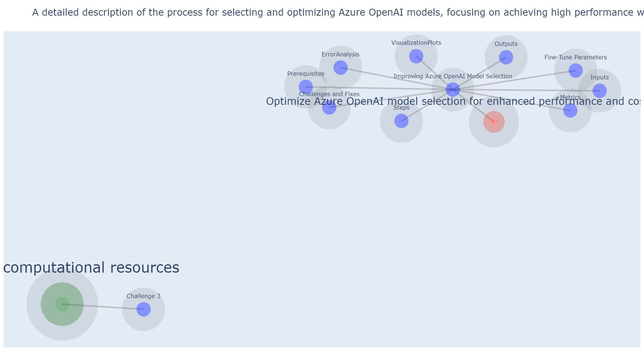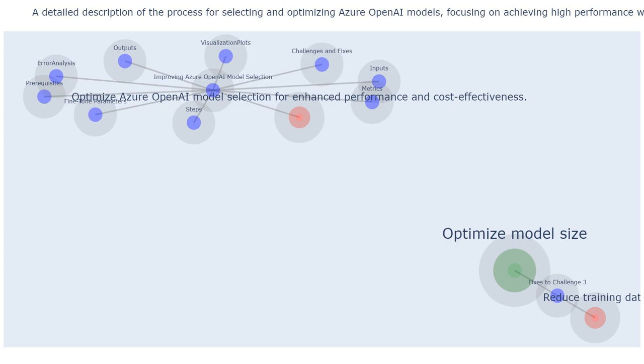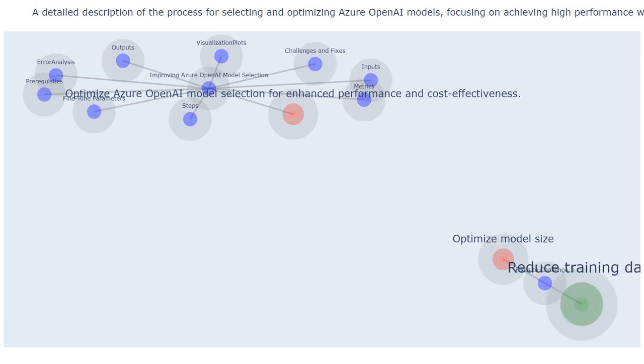Challenge 3. Limited computational resources can hinder the training and deployment of complex models, leading to slower training times and potentially impacting performance. Fixes to challenge 3. Optimizing model size involves reducing the number of parameters in the model, potentially sacrificing some accuracy but improving training speed and resource efficiency. Reducing training data involves selectively removing data points from the training set to reduce the computational load, potentially impacting accuracy but improving training efficiency.